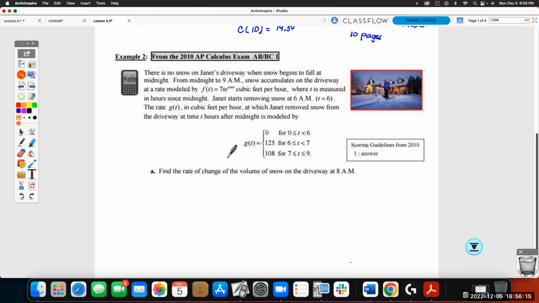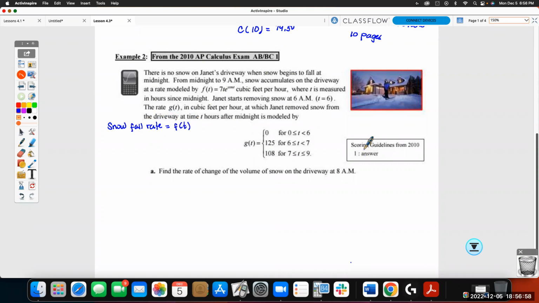There is no snow on Janet's driveway when snow begins to fall at midnight. And then from midnight to 9 a.m., snow accumulates on the driveway at a rate modeled by f of t equals 7t e raised to cosine t cubic feet per hour. So take note that this function here is a rate. It is a rate at which the snow is accumulating, at which the snow is falling. So let's call this the snowfall rate. This is our f of t.